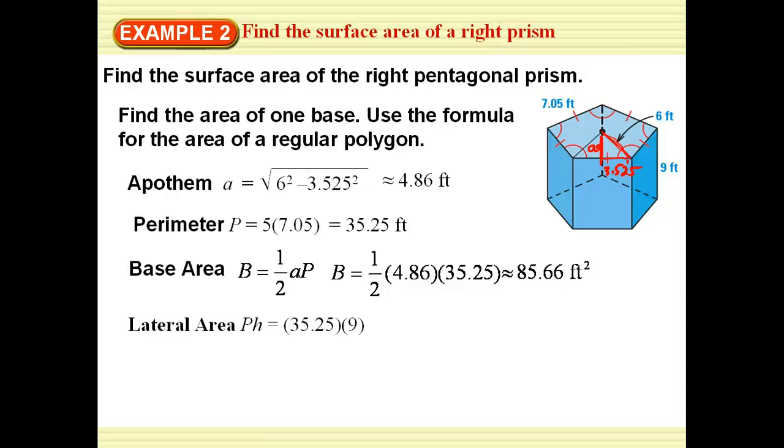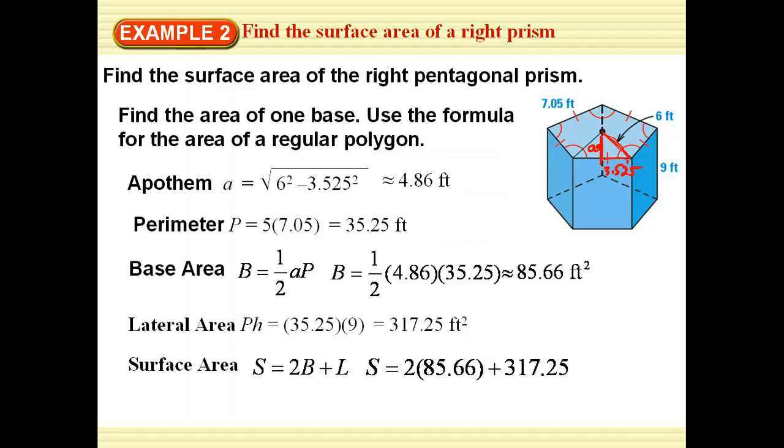So my lateral area, that's my perimeter times my height. The perimeter we already found to be 35.25, and the height is 9, so that comes out to be 317. So my surface area is 2 times my base plus my lateral area, so I plug in and get my entire surface area, in this case about 488.57.